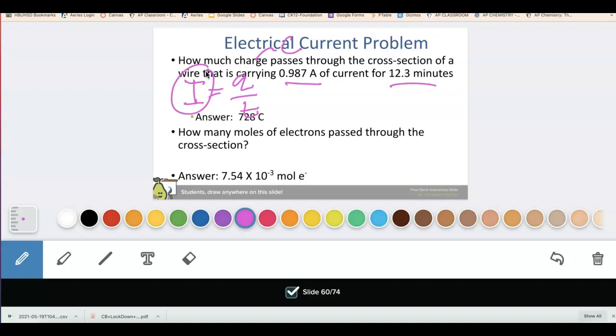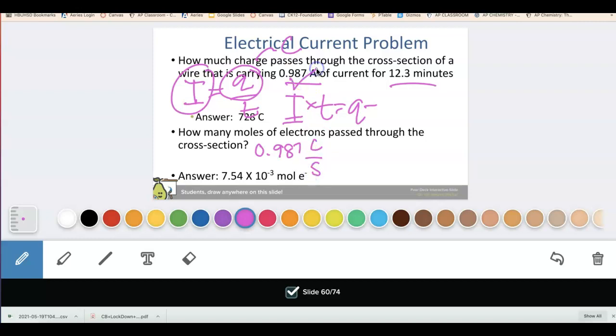So you have two options. You can convert minutes to seconds right away, or you can do it as part of the process. So if you're asking for charge, that's letter Q. So I times T is Q. So I is 0.987. Now I'm going to rewrite the word amp as a coulomb per second so you can see how the units work out.